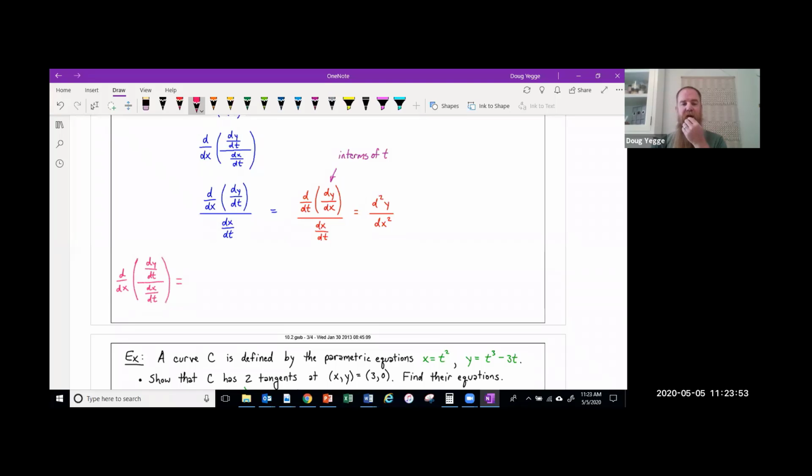Well, notice we could do the quotient rule. We could start with the bottom. The bottom would give me dx/dt, times the derivative of the top. Well, the derivative of the top is d/dx of dy/dt.